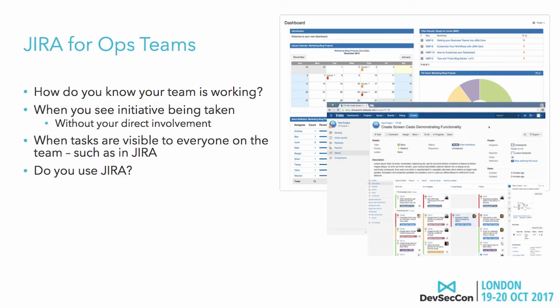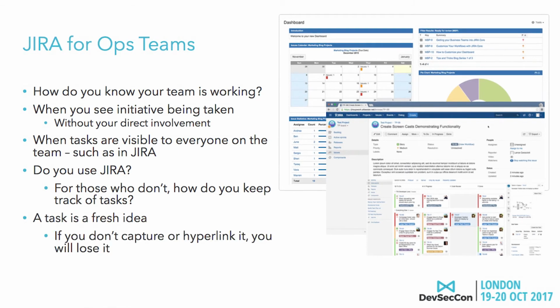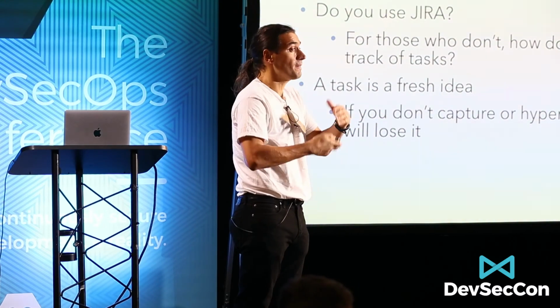So one thing that's interesting is, if you don't use Jira, how the hell do you keep track of tasks, right? One of the things that we do with Jira or with tasks, I mentioned this before, is you have to capture and hyperlink everything, right? If you don't capture a task, you will lose it. That's why my default is to put everything in there and then we manage.